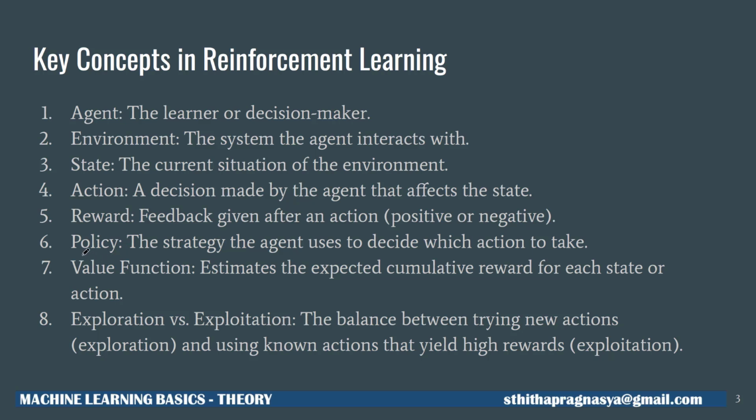And policy, a strategy or mapping from states to actions that the agent uses to decide which action to take in each state. And value function, a function that estimates the expected cumulative reward for each state or state-action pair, helping the agent evaluate the potential benefits of actions. And finally, exploration versus exploitation. The dilemma between exploring new actions to discover their effects and exploiting known actions that yield high rewards.